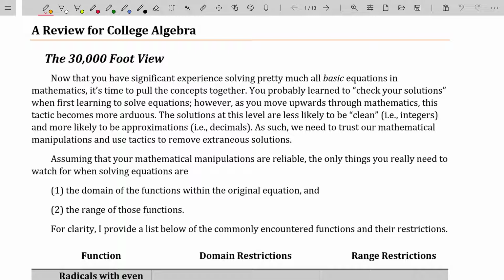But this one is dedicated to a 30,000-foot view of how you're basically going to approach solving all equations from this point forward. So just to remind you, you've probably solved the following styles of equations: linear equations, quadratic equations, rational equations, radical equations, exponential equations, logarithmic equations, absolute value equations, equations involving rational exponents, essentially any kind of equation out there that does not involve trig functions.